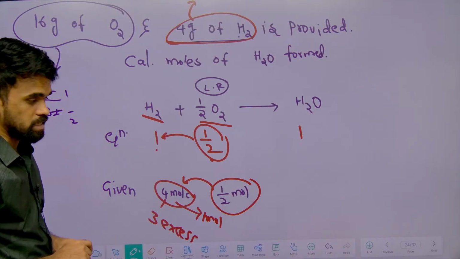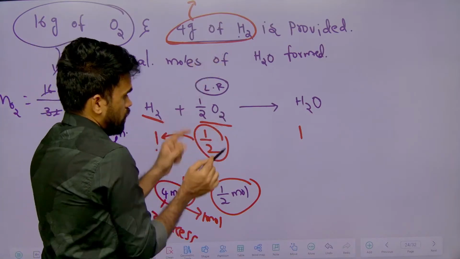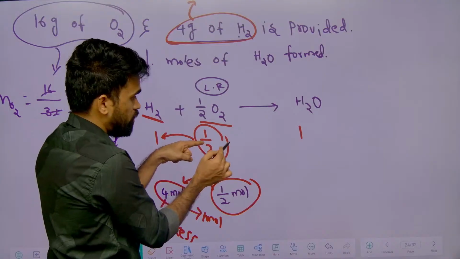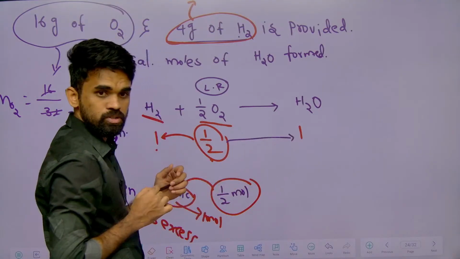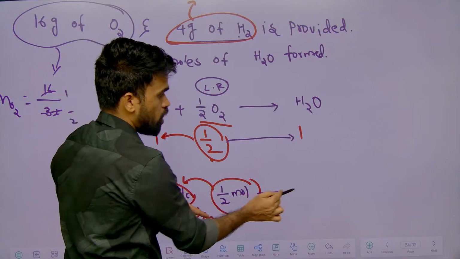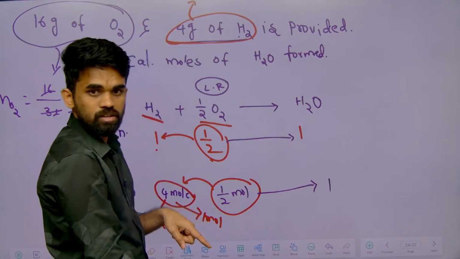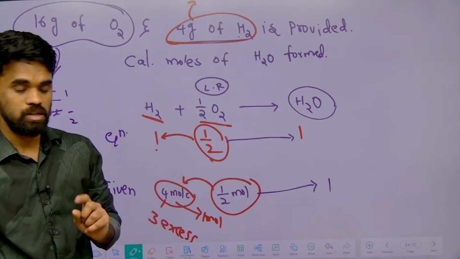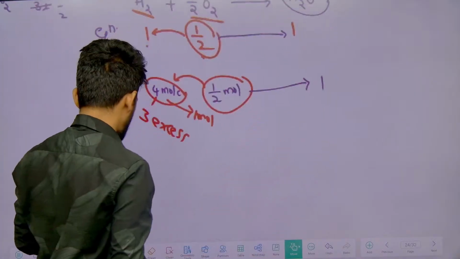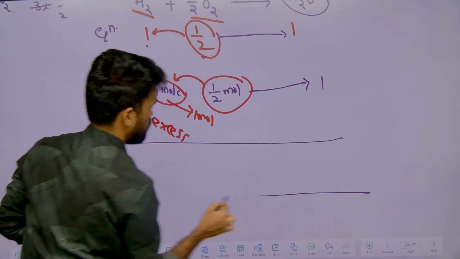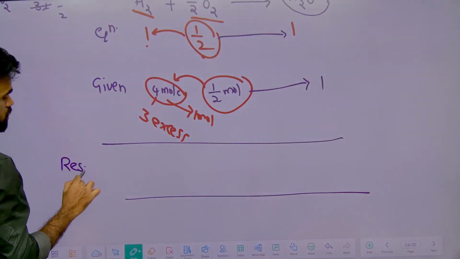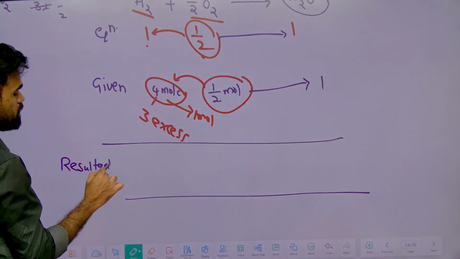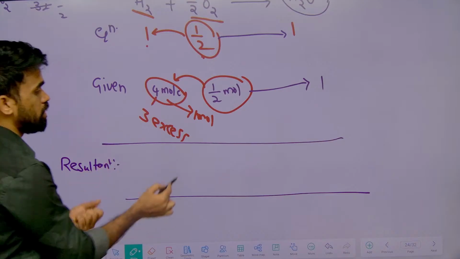Clear? Then next. This is the limiting reagent. For every half mole, how much is it producing? 1 mole. So how many moles of water formed? 1 mole. So now tell me the resultant mixture, how is it? Resultant means after completing this reaction, what are the things remaining?